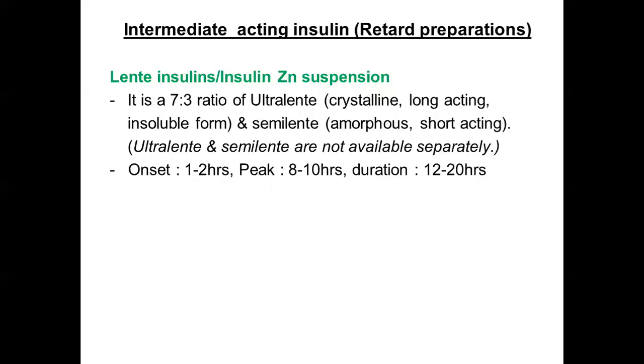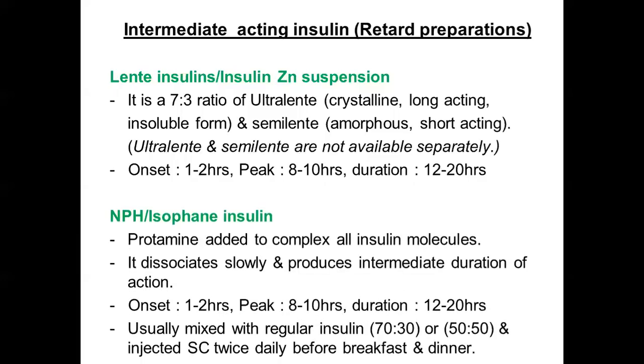Before that, let me tell you that intermediate acting insulin is supposed to be mimicking the basal physiological secretion. But you can see here, the onset is 1 to 2 hours, peak in 8 to 10 hours, and duration 12 to 20 hours. The picture I showed you of the basal secretion doesn't have a peak. It is acting throughout the day, not having a peak, and it is at a low level. This is not so here. It is having a peak at 8 to 10 hours. It's not even acting for the full day. 24 hours action is not there. So this is not really mimicking the physiological basal secretion.